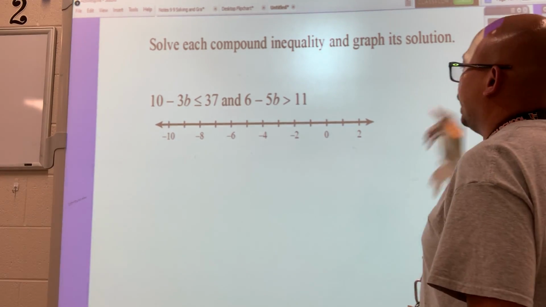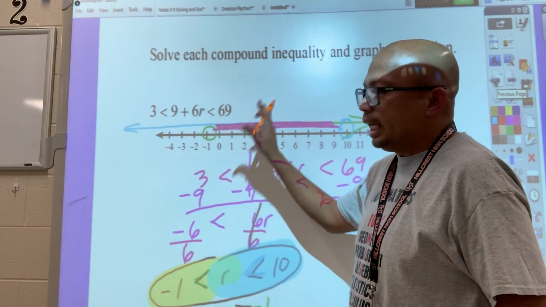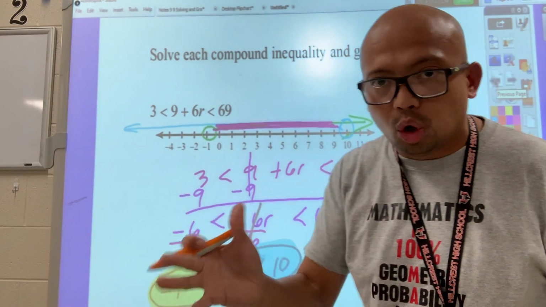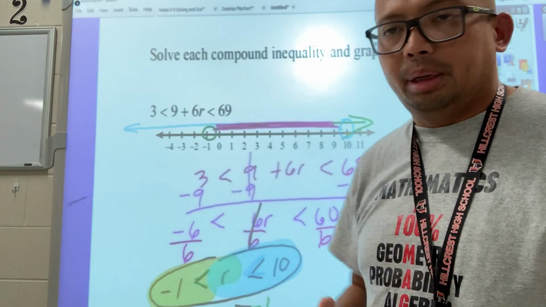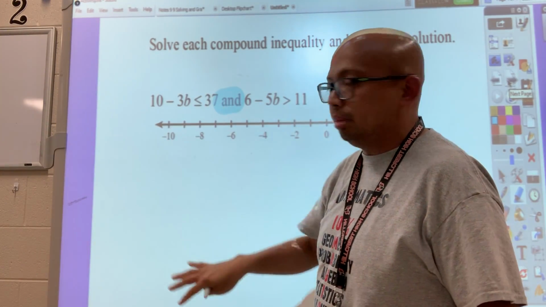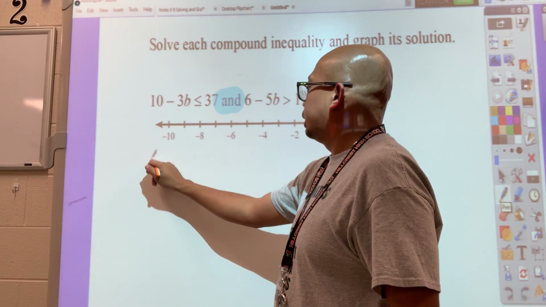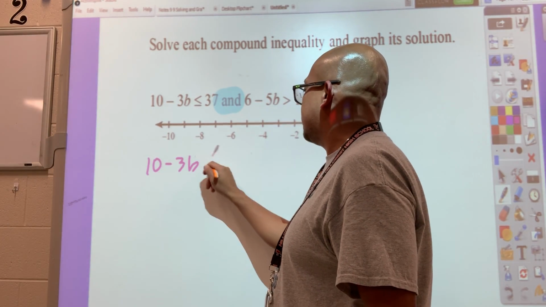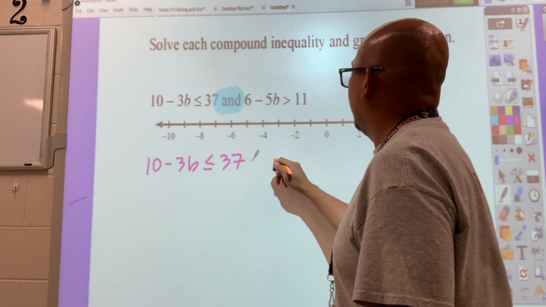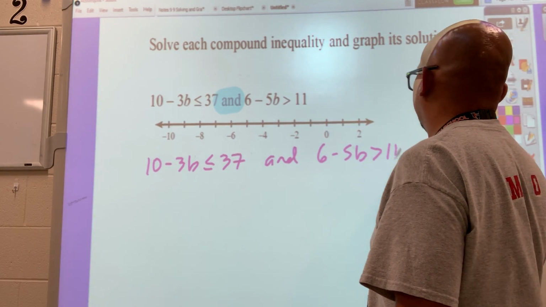Next, this time, it's an AND problem, like this. By the way, the previous problem did not say the word or, so it's assumed it's going to be an AND problem. Here, the statement is given that it's an AND problem. So we will work them separately. So 10 minus 3b less than 37 and 6 minus 5b greater than 11.